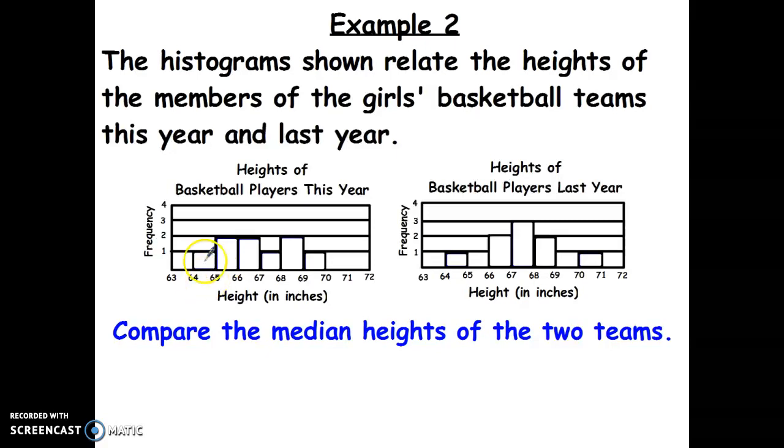So this is one data point. This is 2 data points. This is also 2 data points. 1 data point, 2 data points, and 1 data point. So there are 9 total data points in this set. So we have to figure out where our median would lie.